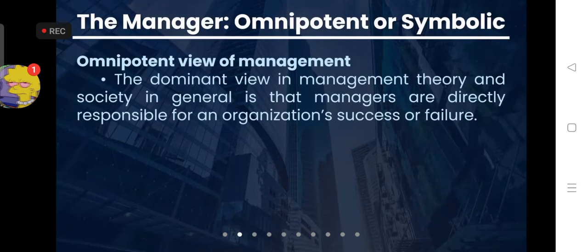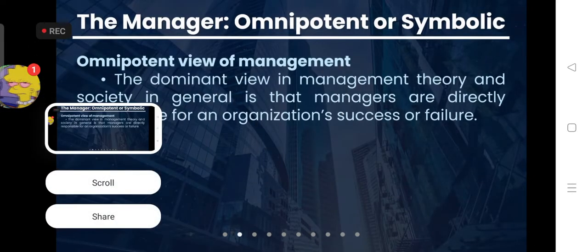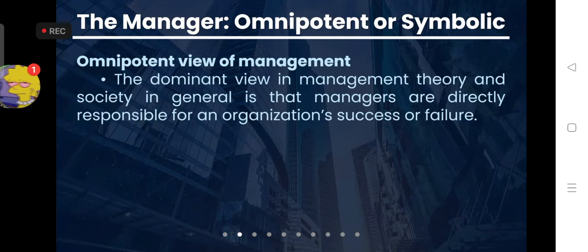Let's examine each viewpoint to try to determine how much credit or blame a manager should receive for the accomplishments of their companies or the performance of the organization. So, the manager: omnipotent or symbolic? The omnipotent view of management is the dominant view in management theory and society in general, that managers are directly responsible for an organization's success or failure. In this view, direct credit is given to the manager if something good or bad happens in an organization.